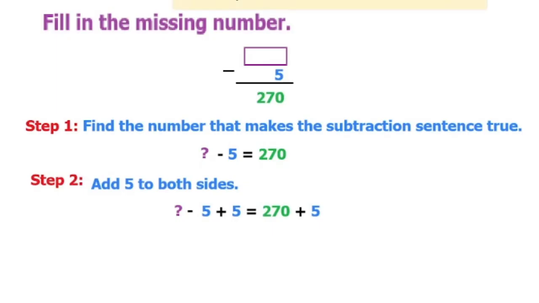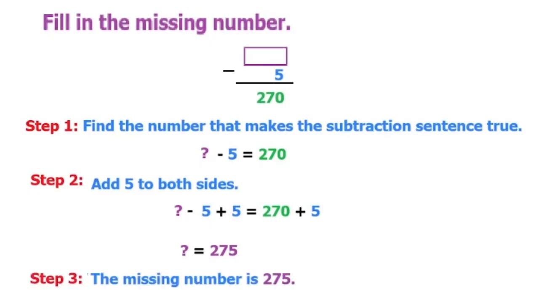Okay, so how's that going to look now? So 5 minus 5 is equal to nothing. So now you're just left with question mark. And 270 plus 5 is equal to 275. So what comes next? Step 3 is the missing number is 275. So question mark is 275.